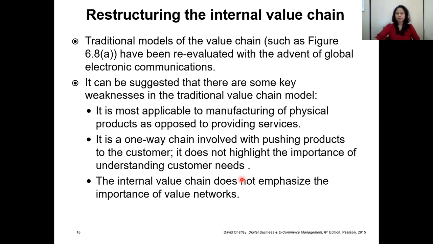Then the third point, the internal value chain does not emphasize the importance of value networks. That is also another drawback. Now, we focus on the internal value chain of the organization.